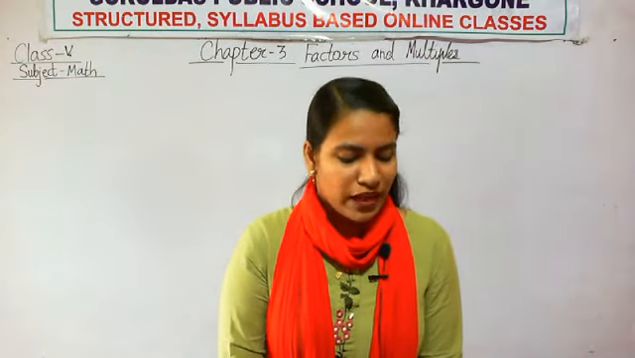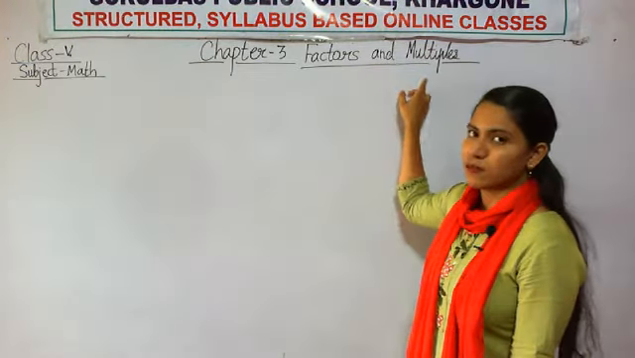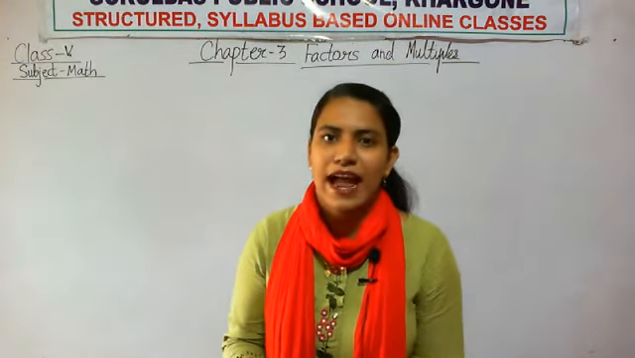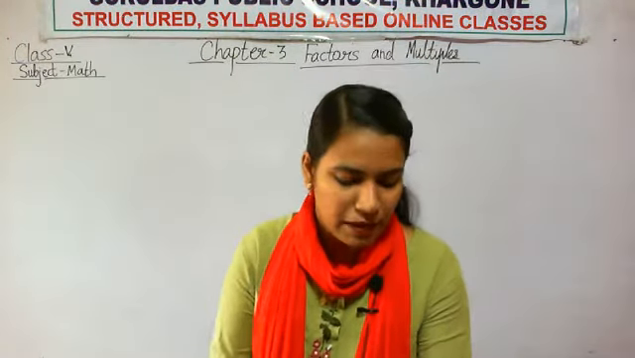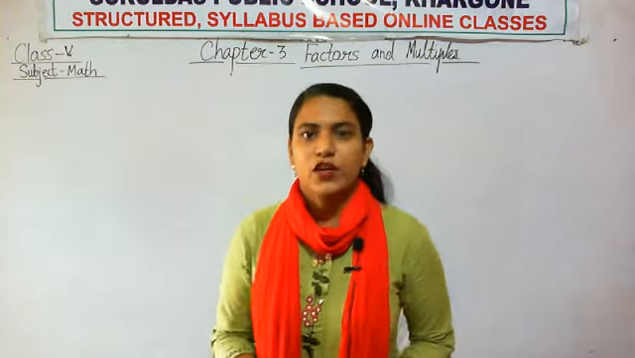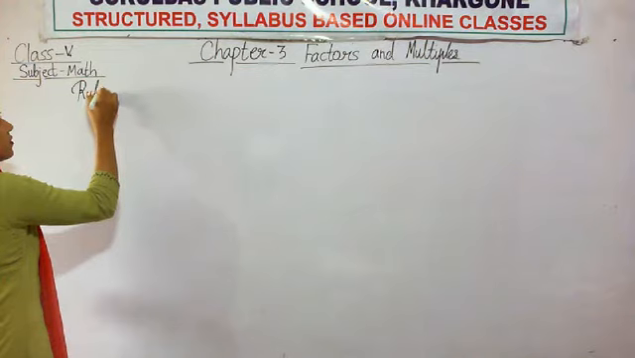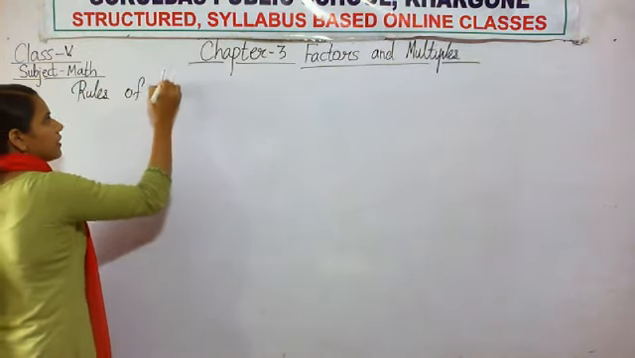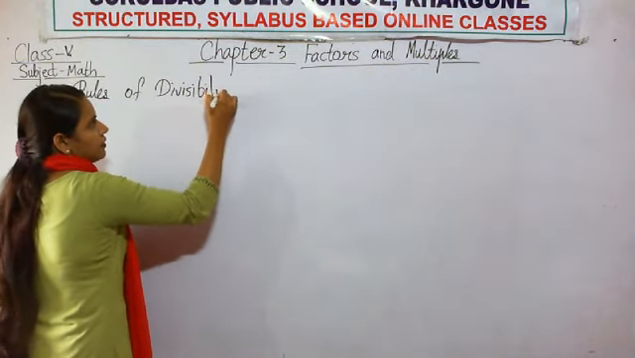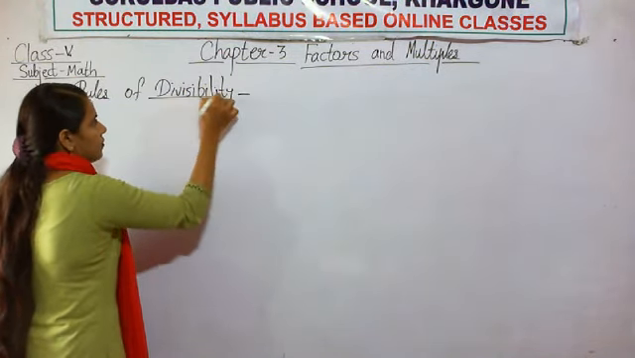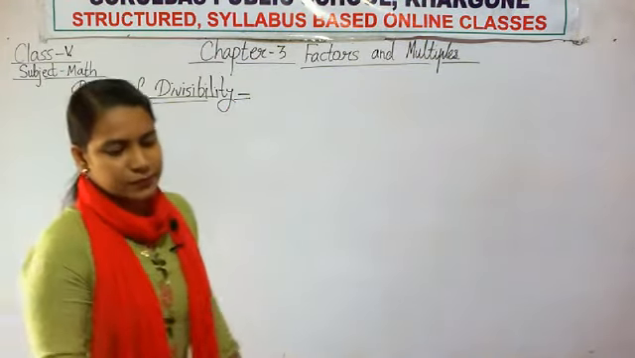Okay, so today I am going to start a new chapter, chapter 3, factors and multiples. Under this topic, our first topic I am taking is divisibility rules, or rules of divisibility. Our first topic is rules of divisibility, right?